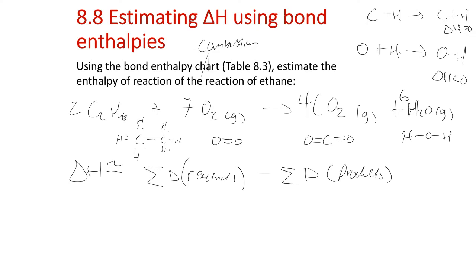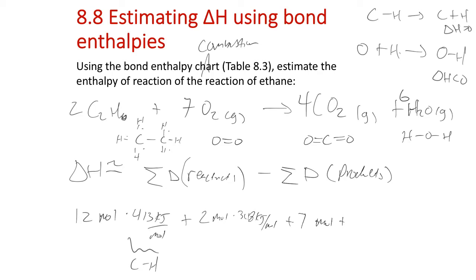times 2 molecules. So it's like 12 times the 413 kJs. So 12 moles of the bond times 413 kJs per mole. That's the bond strength for the CH bond. And plus 2 times the carbon-carbon bond strength. So that's 348 kJs per mole. Seven O2 double bonds, that's 495 kJs per mole.